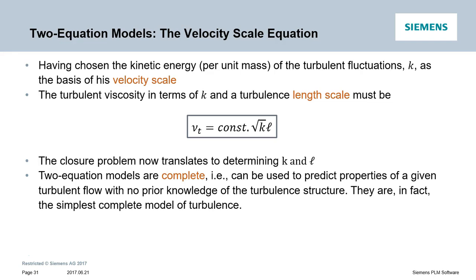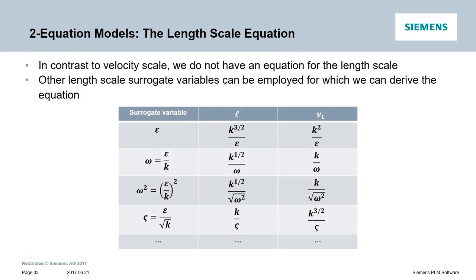But in contrast to velocity scale, we do not have an exact equation for the length scale. Purely based on dimensional reasoning, several length scale surrogate variables can be employed for which we can derive the equation. For example, dissipation rate, specific dissipation rate, entropy, and so on. Which one we end up using will depend on how well behaved these variables are physically and numerically. So let's start with the most popular variable, the dissipation rate or epsilon, for by far the most popular two equation model, the k-epsilon model.